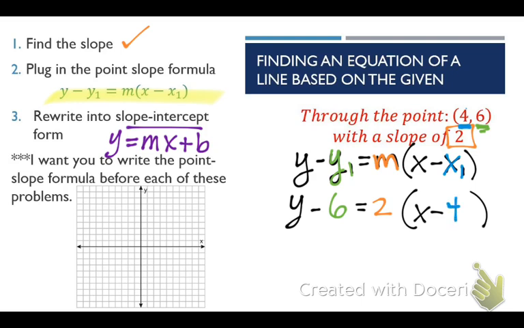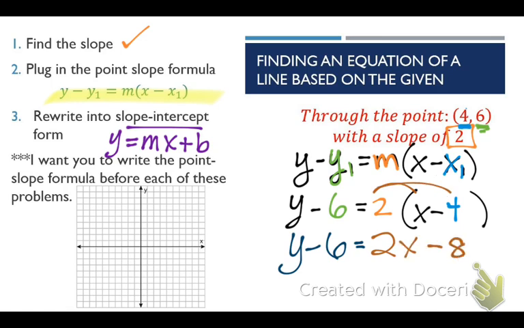All right, so from here we just want it to look like y equals mx plus b. So in order to do that, we need to get y by itself. In order to do that, we need to distribute on the right side. So the left will stay the same. The right will distribute. What's 2 times x? 2x. And then 2 times negative 4?